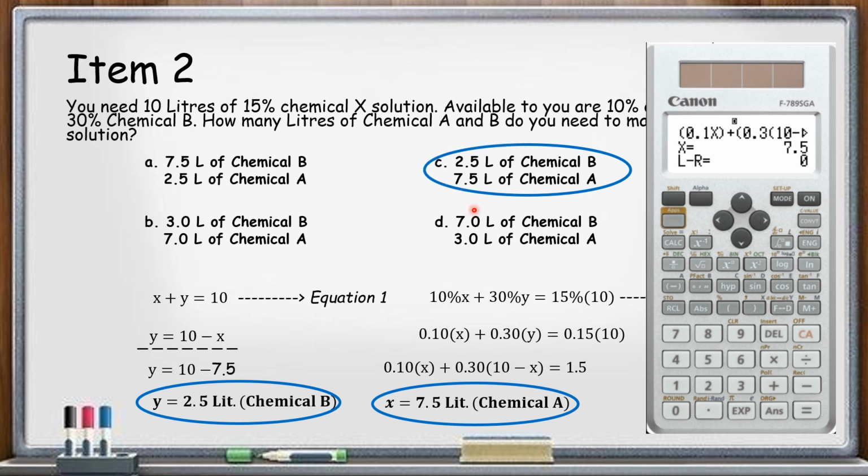All right. So 7.5 liters of chemical A, 2.5 liters of chemical B. And of course, adding both of them, 7.5 plus 2.5 will give you a total of 10 liters. In fact, the choices, all of them give you a total of 10 liters if you look at it properly. All right. So for the second item, it's C.